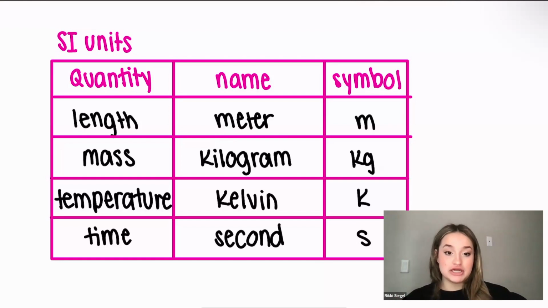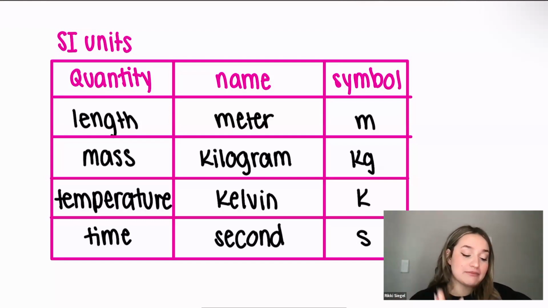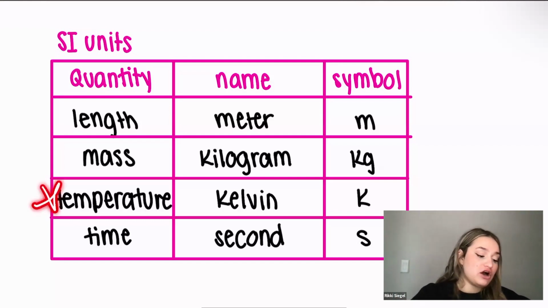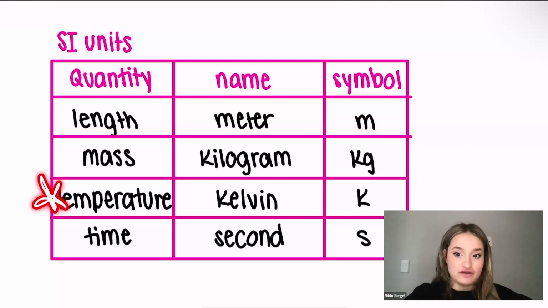For the sake of chemistry, just be aware that these exist. We don't really care about these too much. However, if you are in physics, I would become very, very, very familiar with these units because that is how you are going to get pretty much every other unit that you're going to use in physics. For chemistry, however, I would really just focus on temperature is Kelvin.